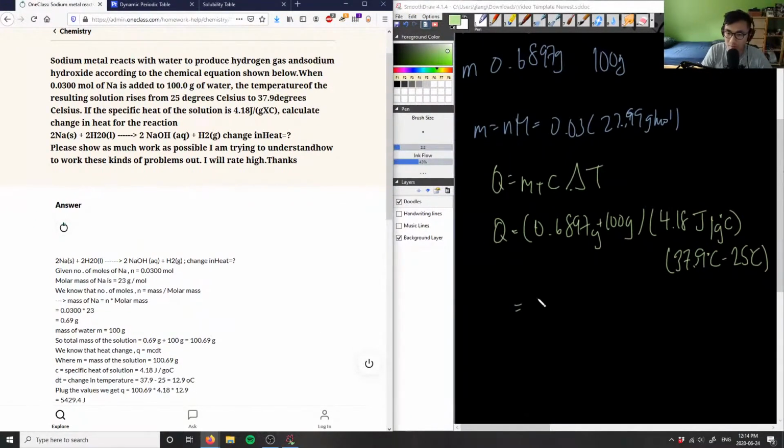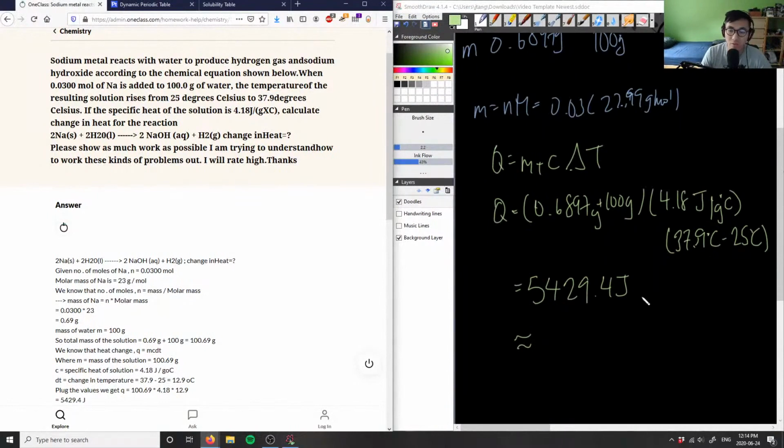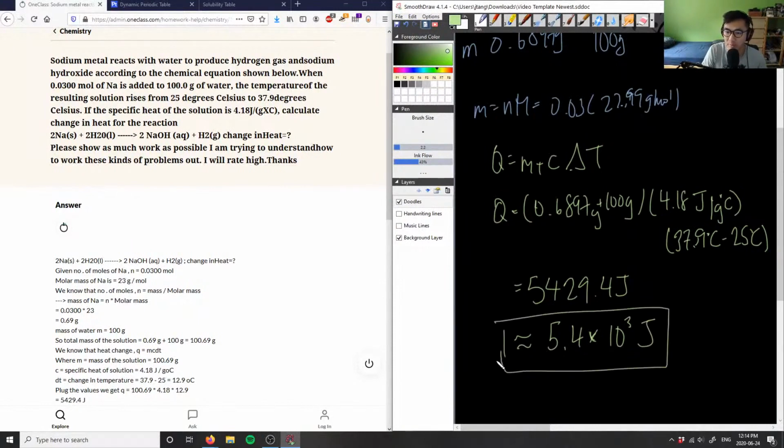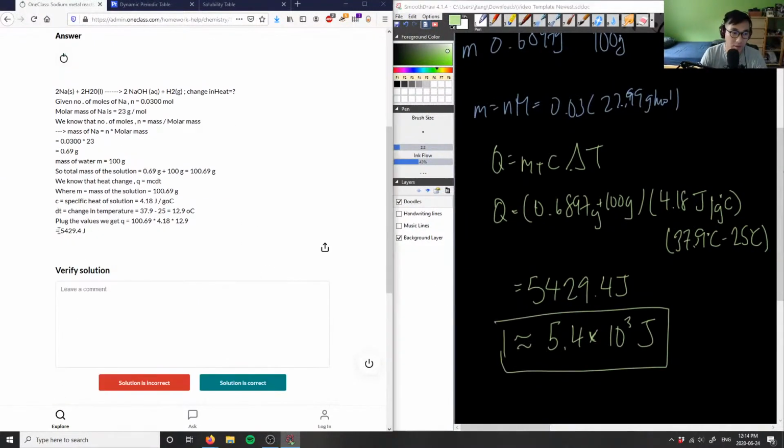So our solution matches up with theirs, 5429 joules. Or we can say, because this is in, let's look at our significant digits. We have 3 significant digits here, 3 here, and we have 2 here, so we're going to have to do 2 significant digits. So this is going to be 5.4 times 10 to the 3 joules here. And this will give us our answer for this problem. So the solution is correct, except they didn't put in significant digits, but it's okay. The solution is correct.